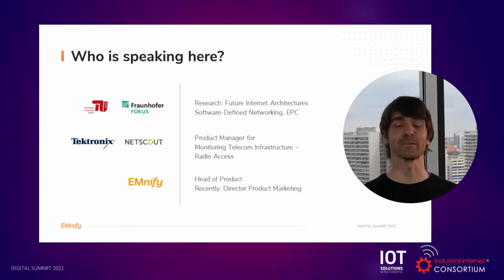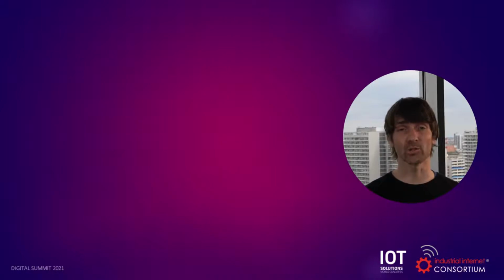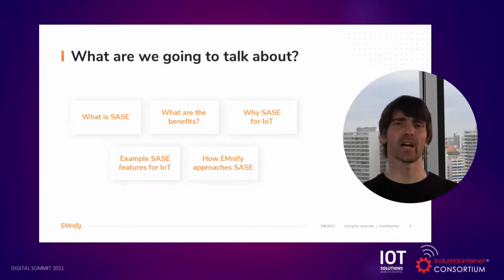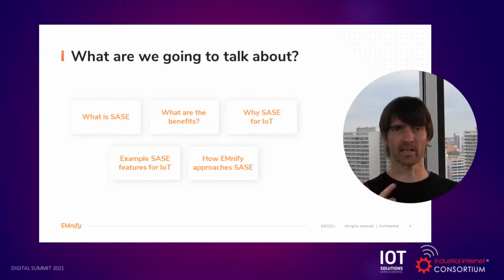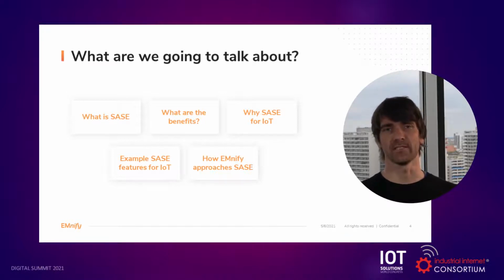Okay, that was a little bit of background about myself. So now to the talk. What am I going to talk about? I will structure it in 5 points. First, what is SASE? What are the benefits? Why is SASE required for the Internet of Things? Some example SASE features for the Internet of Things. And then last but not least, a little bit of outlook on how EMnify is approaching SASE for IoT.